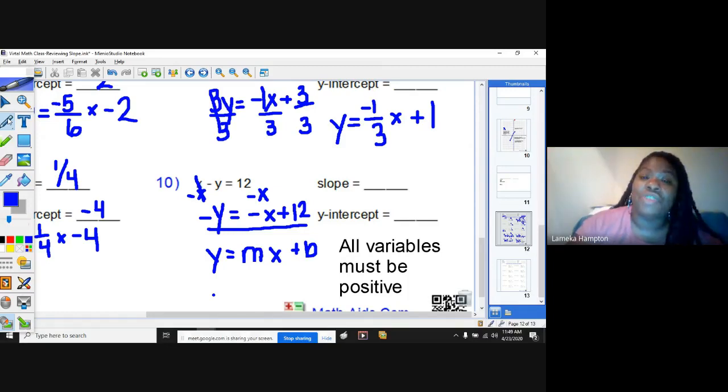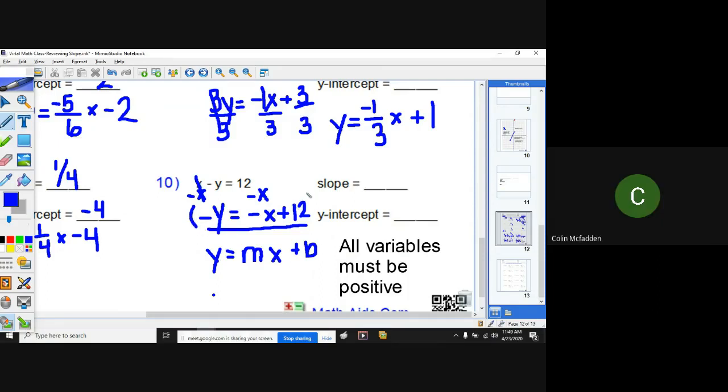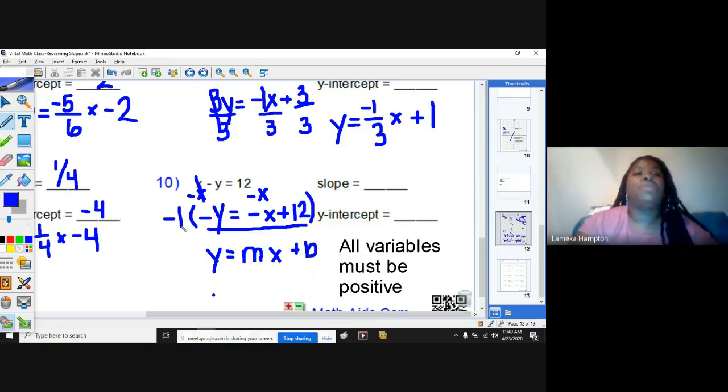However, I do need to multiply. The question is, what do I need to multiply? And for those of you that are watching the playback and are asking, why do I need to multiply? I'm going to tell you. I'm going to multiply everything by -1.